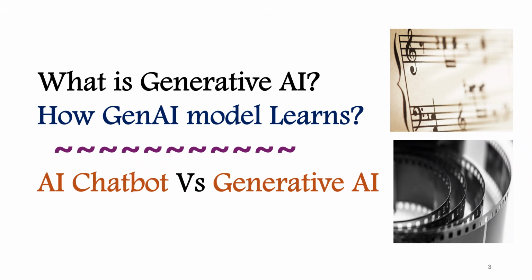When a user prompts an AI chatbot with questions like, "What is the color of sky?" AI chatbot generates the answers. How is this AI chatbot response generation different from the generative AI response? Let us try to understand this in detail.